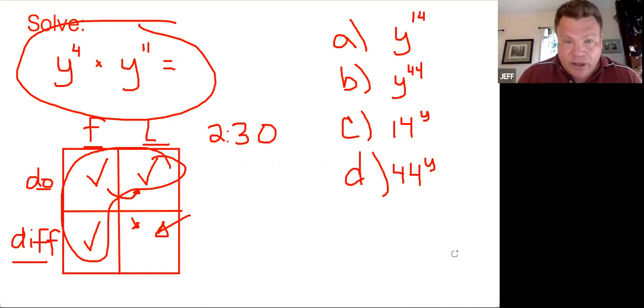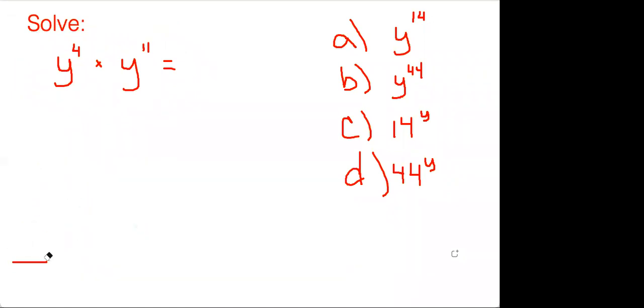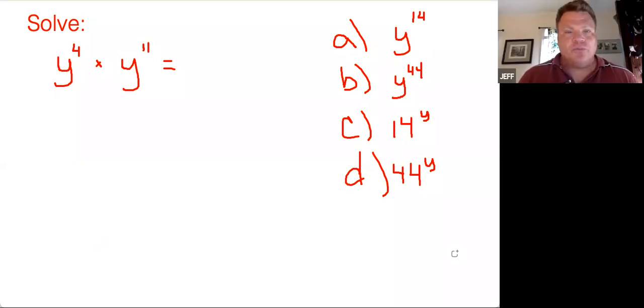So with all that being said, see how well I can erase all this. Boop. There we go. Goodbye, Bob. Why this stuff is good to know. Y to the 4th power times y to the 11th power. And here's our 4 choices.